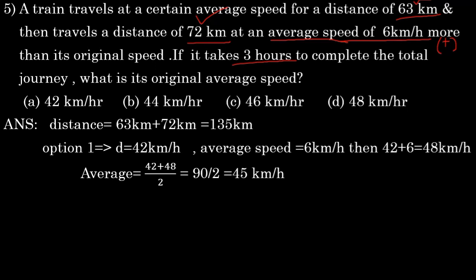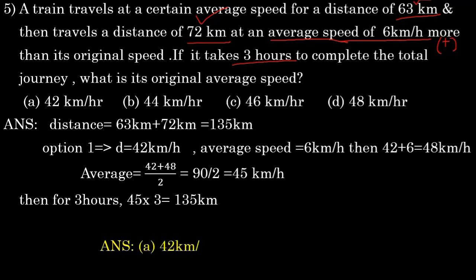And here they said 3 hours to complete the total journey. That means totally 3 hours. We need to multiply 45 with the 3. So how much will we get? 135 km. So therefore we can say option A, 42 km per hour is the correct answer. Here we have the first option only as correct. If the fourth option were correct, you need to follow the same procedure. Here no need to get confused. Since the first option is correct, that's why I'm stopping here. You can further check with other options also, but follow the same method.